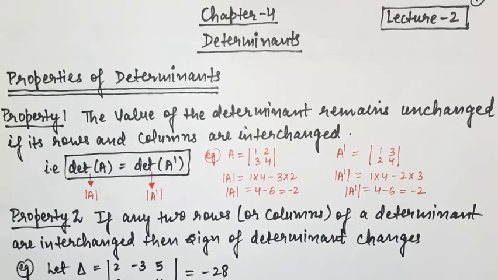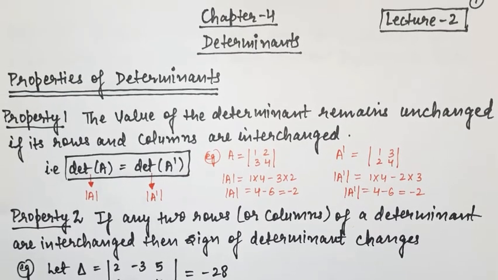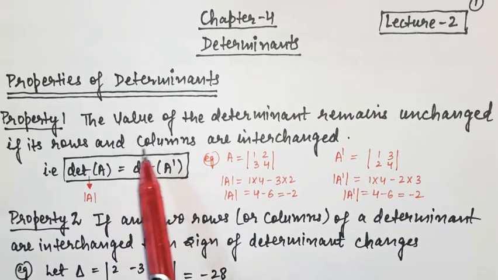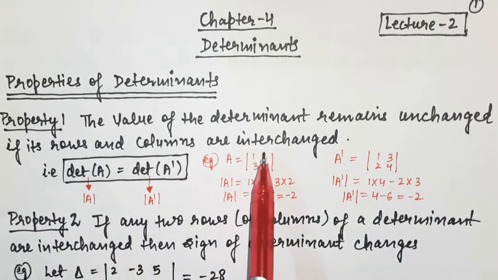Now, in total we will have 6 properties. Property number 1 of determinants. What is the property saying? The value of the determinant remains unchanged if its rows and columns are interchanged.